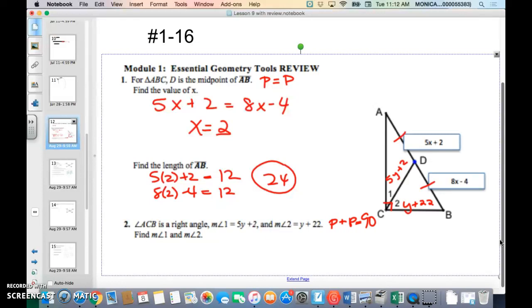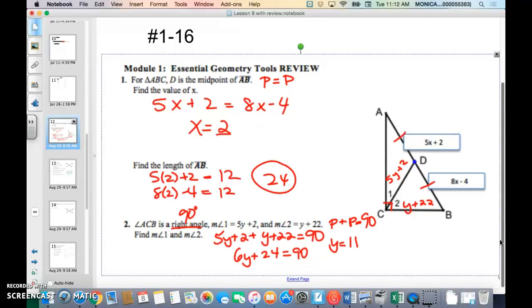So that would be 5y plus 2 plus y plus 22 is going to equal 90. And the reason I know that is because it says right angle, and a right angle is 90 degrees from my vocabulary. So this is 6y plus 24 equals 90. And when you work it out, you should get y equals 11. And now you're just going to simply plug it in to both of those equations.